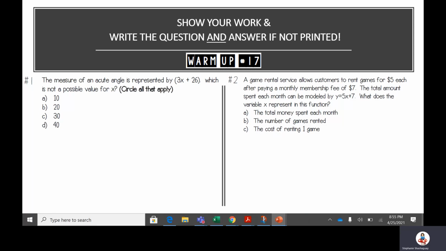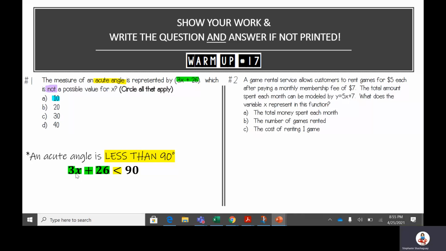So number one, the measure of an acute angle, and remember an acute angle is an angle that is less than 90 degrees. It's represented by 3x plus 26. 3x plus 26 is going to be less than 90. That's how we're going to set it up in an equation. Which is not a possible value for x? So we're going to plug in these values for x and see which one is not true.